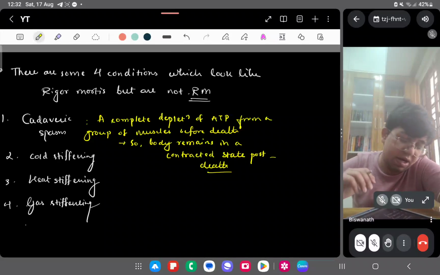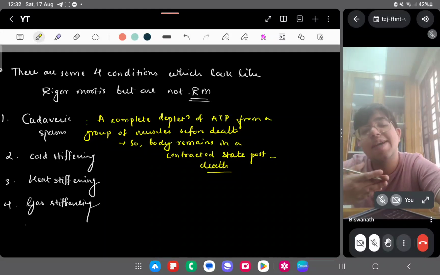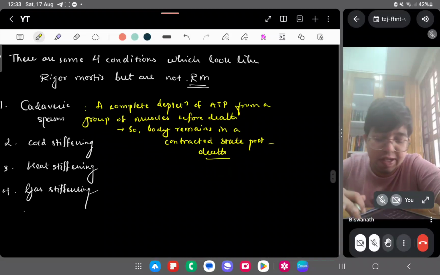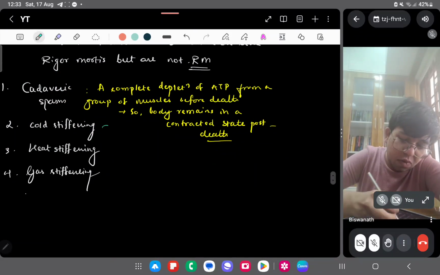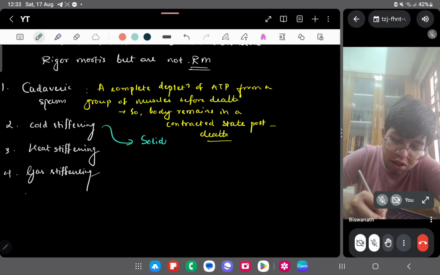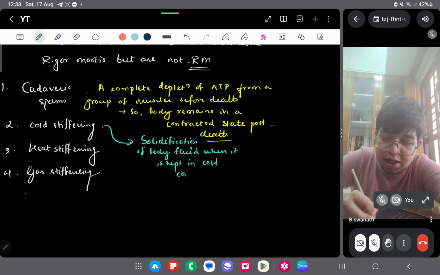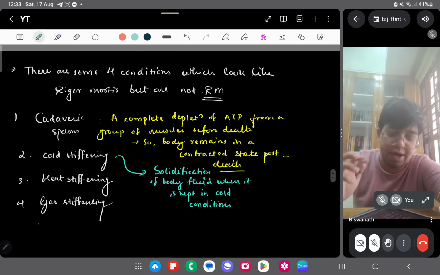Okay, and cold stiffening means if the temperature is very low. If the body is kept in a cooling temperature in the mortuary, the fluid of the body will solidify. The intracellular fluid present in the body solidifies. Cold stiffening is due to the solidification of body fluid when it is kept in cold conditions. And this will also appear like rigor mortis.